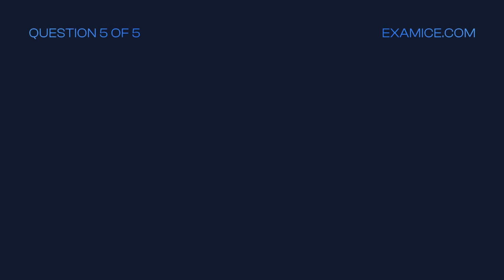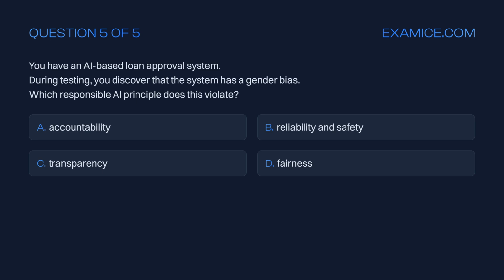Question 5. You have an AI-based loan approval system. During testing, you discover that the system has a gender bias. Which responsible AI principle does this violate? Option A, accountability. Option B, reliability and safety. Option C, transparency. Option D, fairness.